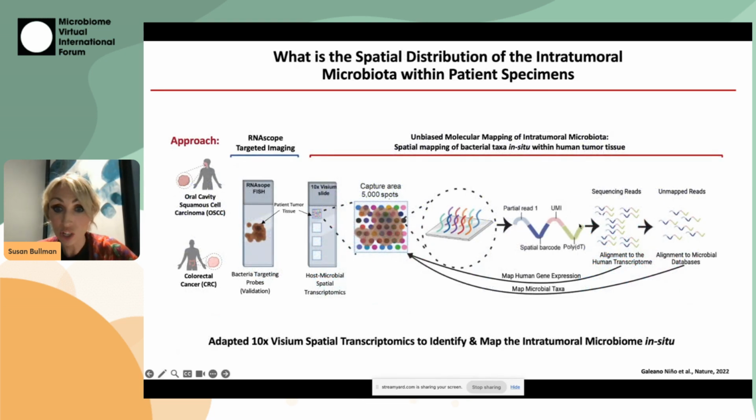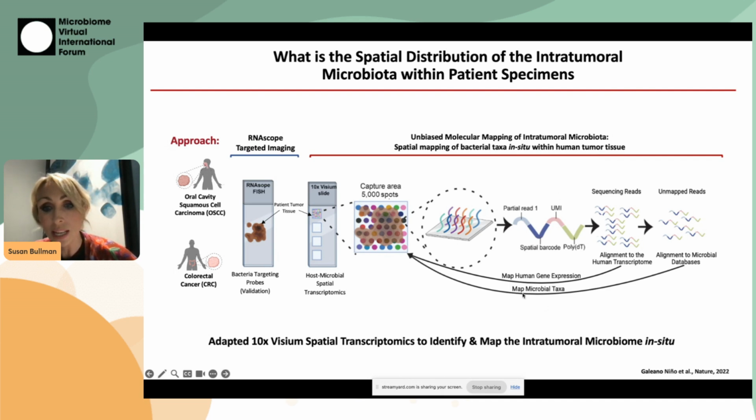So to gain more information on this, we did adapt, and it was an emerging technology at the time. Now it's totally outdated, but it was 10x Visium spatial transcriptomics. And I won't go into too much detail here because I am coming close to time. But what this allowed us to do was to take advantage of sequencing reads that were generated from patient specimens that were placed on slides that have capture spots. And each of these sequencing reads had a unique molecular identifier, which was a proxy for transcriptional load, along with a spatial barcode, allowing us to map the reads back to the patient specimens.